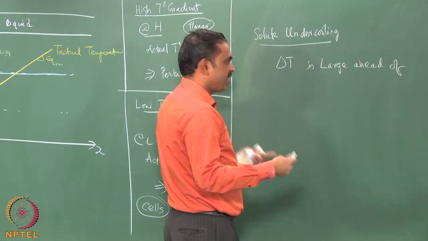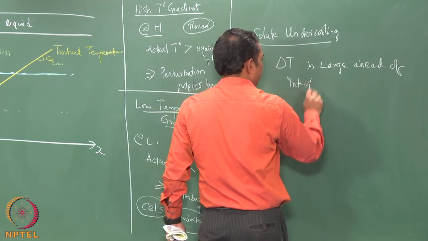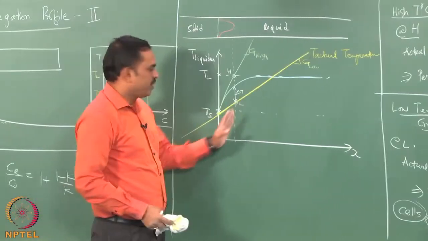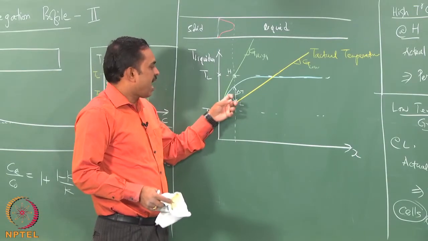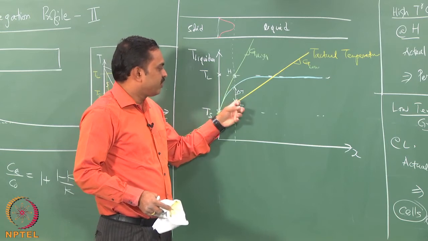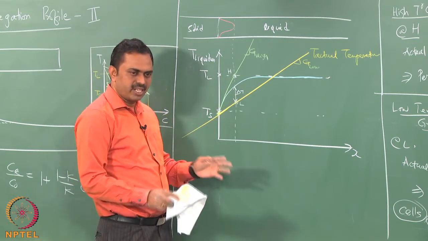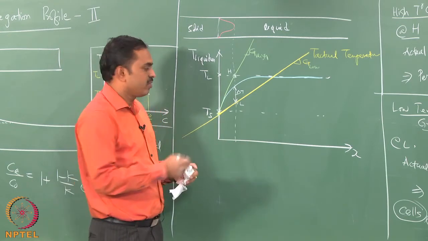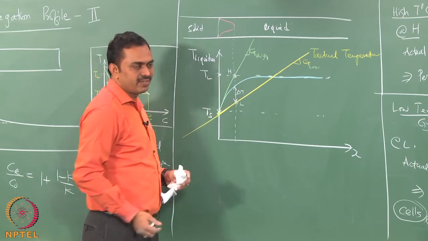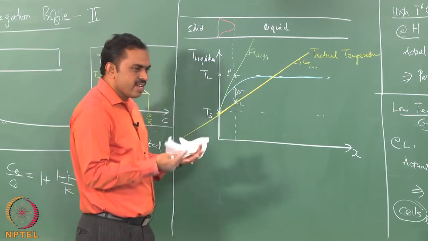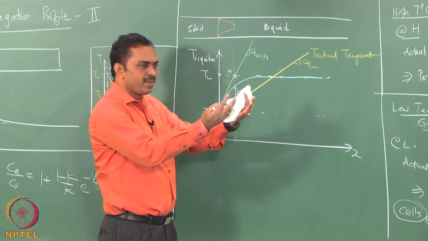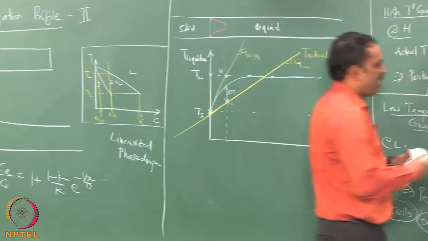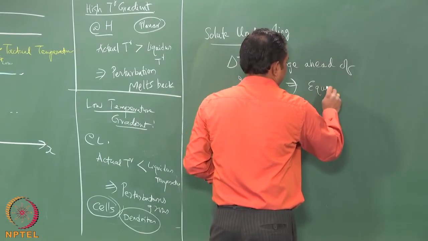What happens when delta T is large ahead of the interface? Then ahead of the interface you have a situation where the liquid has a composition such that the actual temperature is much below the liquidus temperature, that means it is fully undercooled, it has enough driving force to solidify. So, you may have a situation where nucleation can take place ahead of the interface, which means that it is not necessary that only the grains of the fusion zone can grow in, you can have nucleation of fresh grains ahead of the interface, and that means that you could have an equiaxed microstructure.